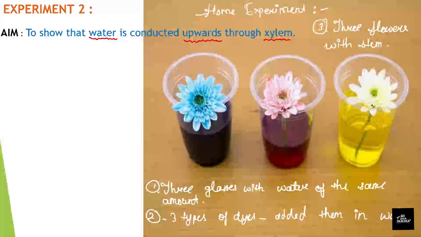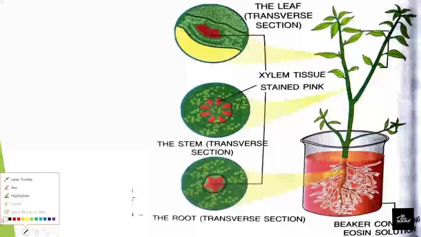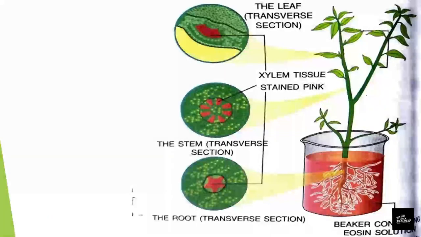For performing this experiment in the laboratory, things are different. Let us look at what things are needed. We have taken a beaker. You all can see that this is a beaker. This beaker is containing water. This is the level of water in the beaker.